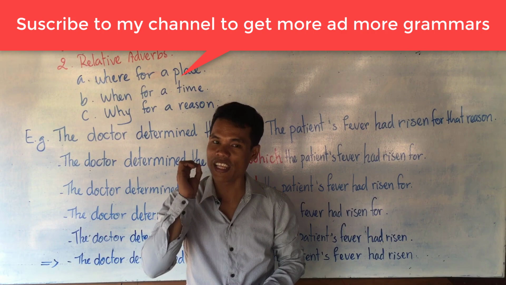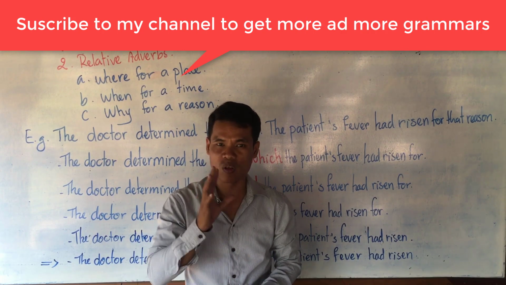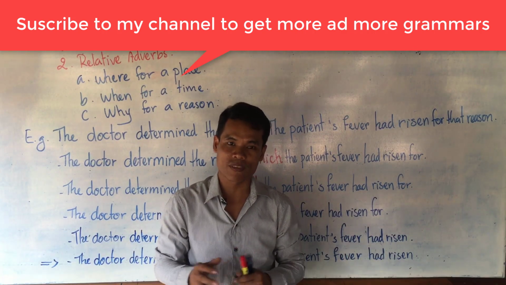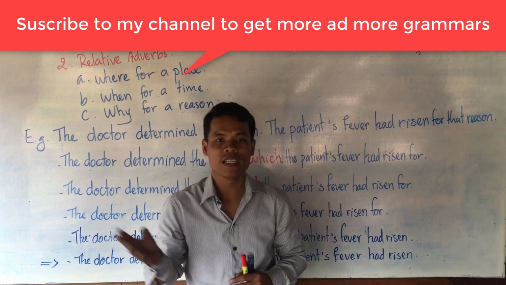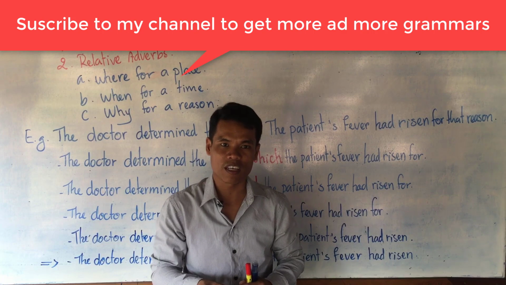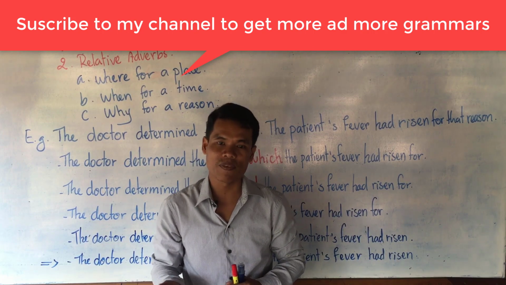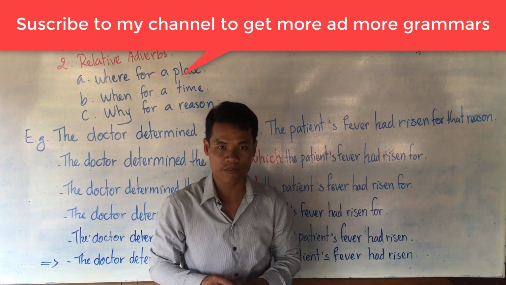But the thing is that they have no function. So please don't forget that the relative adverb has no function. Relative pronouns have their own function. For example, who, subject and object for people; whom, only object for people; which, for subject and object for things; that, for both subject and object for people and things; and whose plus noun for possession.